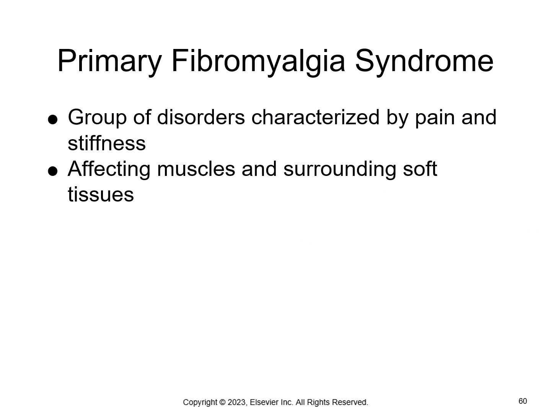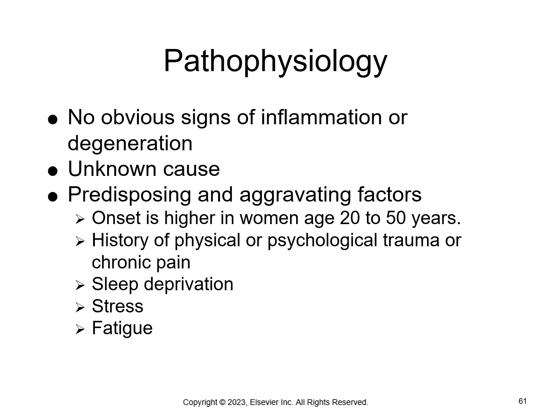Next, we're looking at primary fibromyalgia syndrome, and this is a group of disorders characterized by pain and stiffness affecting muscles, tendons, and the soft surrounding tissues, but it doesn't affect the joints. In primary fibromyalgia, the client has no obvious signs of inflammation or degeneration in the tissue.